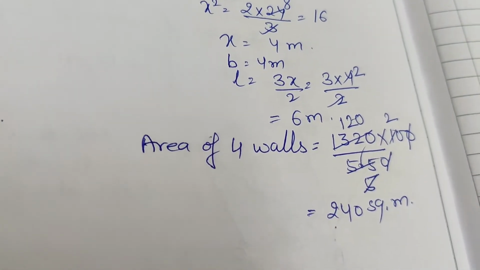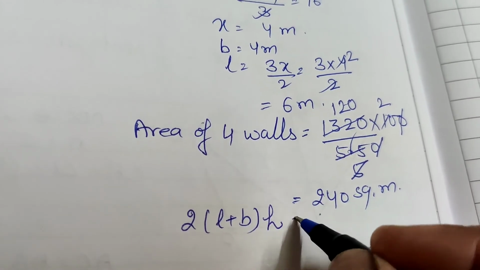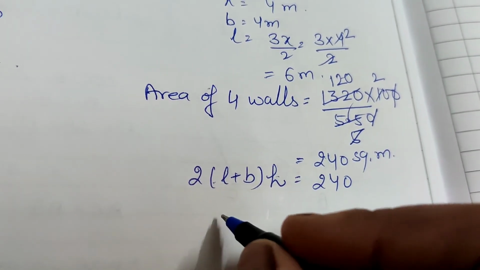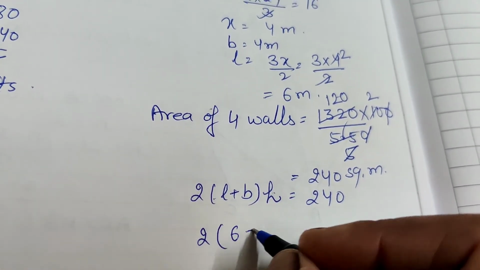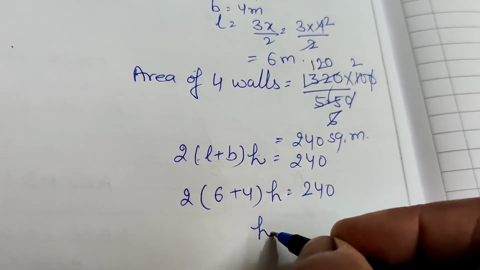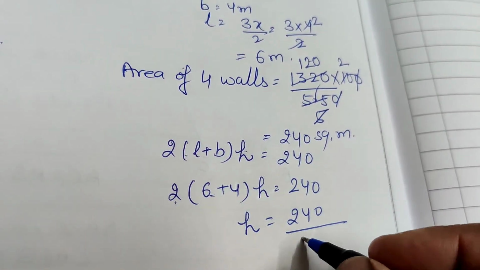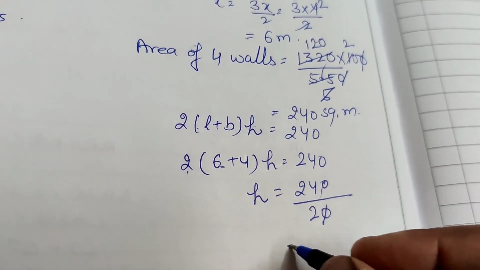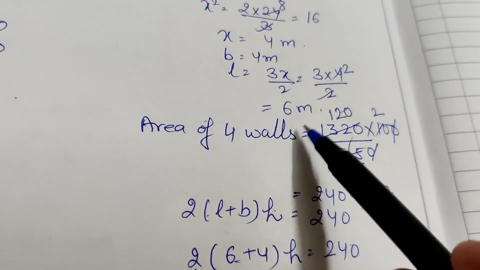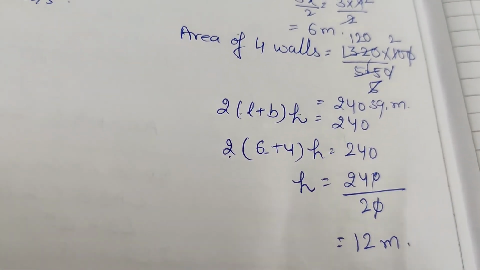The formula for the area of 4 walls is 2 times L plus B into H. It means 2LH plus 2BH. Put the values of L and B: 6 plus 4 equals 240. Height equals 240 divided by 6 plus 4, which is 10, 10 into 2 is 20. Height equals 12 meter. These are the dimensions of the room: length equals 6 meter, breadth 4 meter and height is 12 meter.